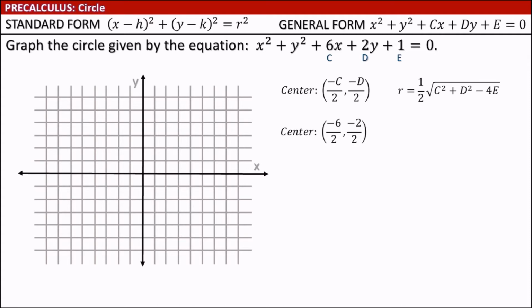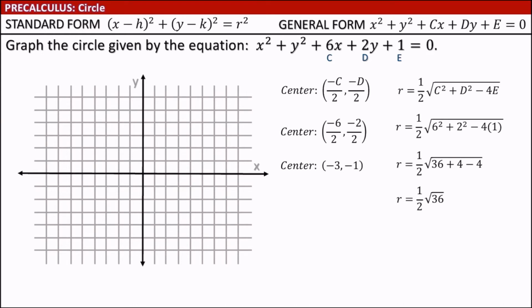Let's start with the center. Substituting the values, we have negative 6 over 2 for x and negative 2 over 2 for y. Simplifying this further, we have negative 3, negative 1. Let's proceed to the radius. Substituting the values, we have r is equal to 1/2 times the square root of c, which is 6 squared, plus d, which is 2 squared, minus 4e, which is 1. Simplifying this further, we have r is equal to 1/2 times the square root of 36 plus 4 minus 4. Further, we have r is equal to 1/2 times the square root of 36. We know that the square root of 36 is 6. 6 times 1/2 is equal to 3.